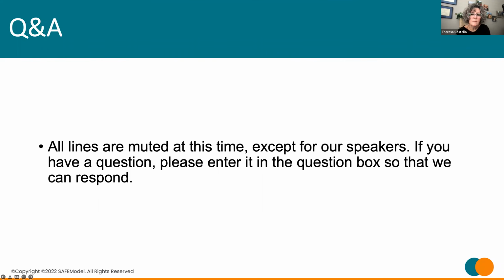Kara: And the next few are related specifically to the SAFE model. The first one is, are there actual forms for safety and risk assessments that are used with SAFE?